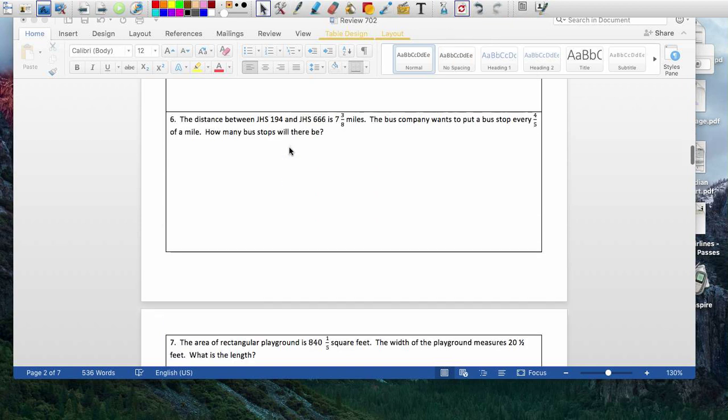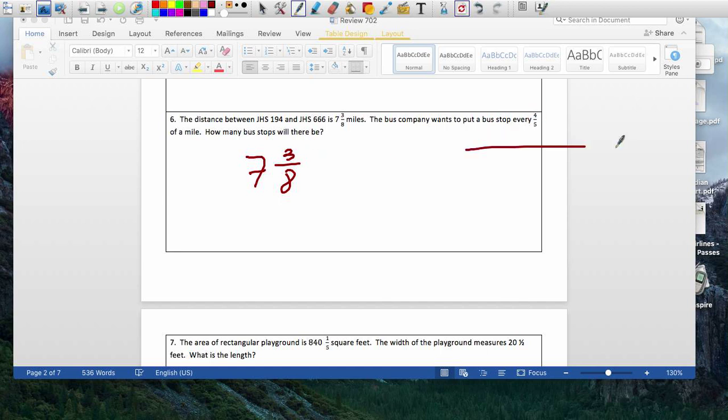Number 6. The distance between the two junior high schools is 7 3/8 miles. The bus company wants to put a bus stop every 4/5 of a mile between the two schools, right? So how many bus stops will there be? So let's divide. It's a division. So how many of these, right?